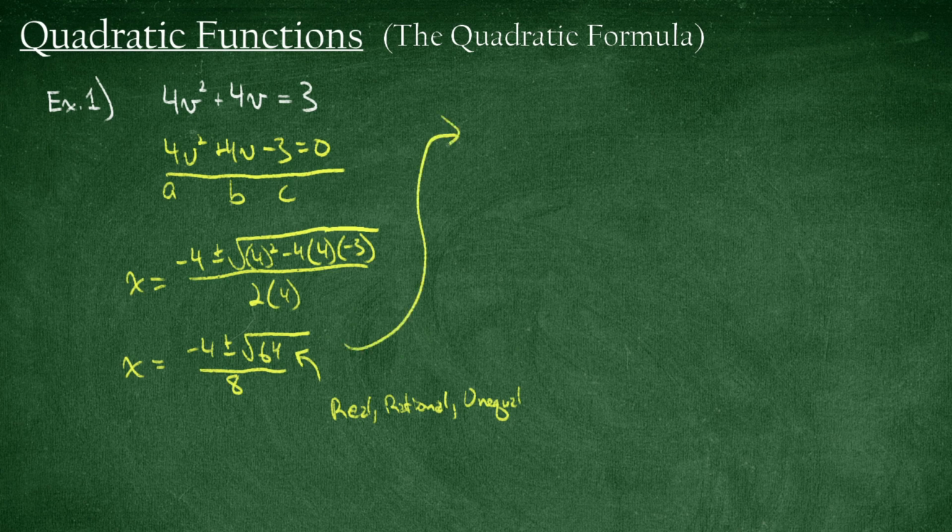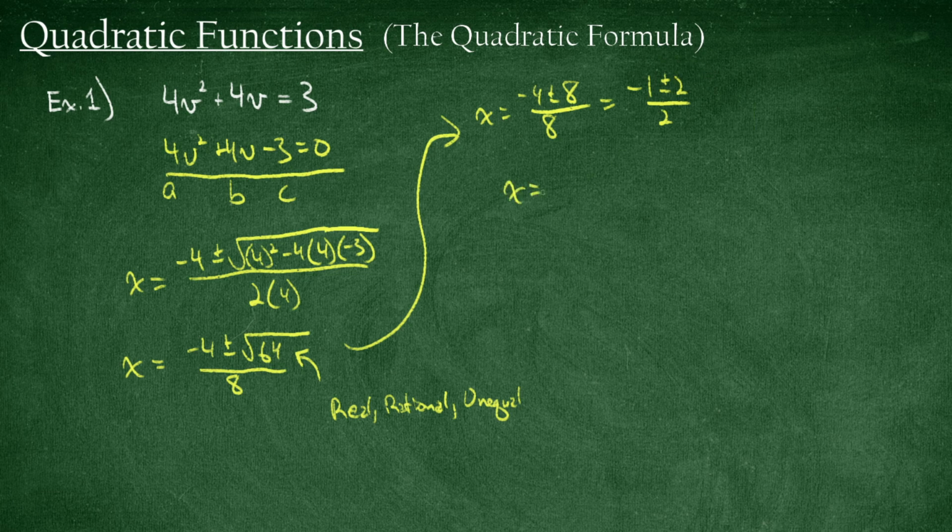So I'm going to draw an arrow up here so I have more room. So I have x is equal to negative 4 plus or minus square root of 64 is 8 all over 8. Now all of these are divisible by 4, so we will divide everything by 4. So negative 1 plus or minus 2 divided by 2. And now you would not leave this as your final answer. You would evaluate both cases, the plus case and the minus case.